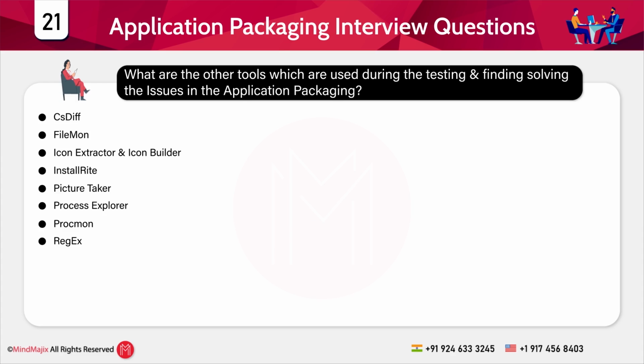When we're doing application packaging, we may need a few tools which are freely available over the web. Those tools can be used if we want to compare two files, check how many registries are getting installed, how many files are getting installed, what processes are running, and what icons are being extracted. We can take a picture. There are many such tools.